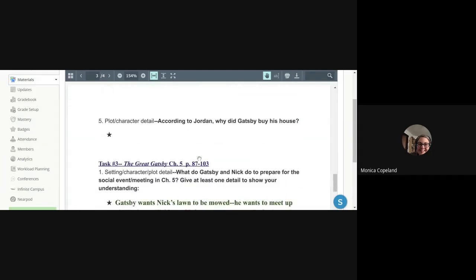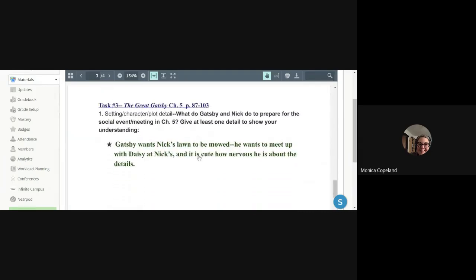All right, so those last 2 are for you. Chapter 5, question 1. What do Gatsby and Nick do to prepare for the social event or meeting in chapter 5? Give at least one detail to show your understanding. Gatsby wants Nick's lawn to be mowed is one of the details. And why? Well, he wants to meet up with Daisy at Nick's. And I picked it because I thought it's cute how nervous he is about the details.